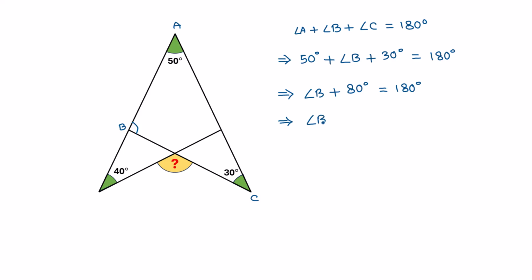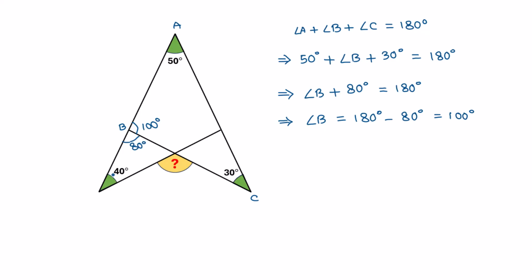So angle B is equal to 180 degrees minus this 80 degrees. 180 degrees minus 80 degrees, this is 100 degrees. So this angle is 100 degrees and the sum of these two angles is 180 degrees. As this is 100 degrees, so this angle will be 80 degrees.